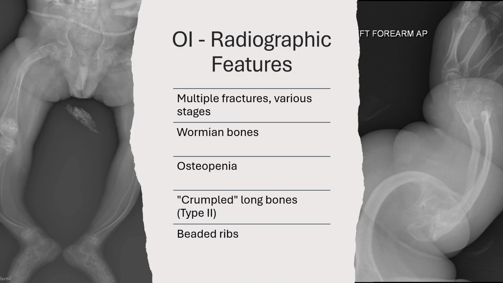The crumpled long bones seen in type 2 create a distinctive appearance where the bones look like they've been accordion folded or compressed, with irregular contours and abnormal shapes that reflect the severe deformities caused by repeated fractures. Beaded ribs show the characteristic bumpy, irregular appearance along the rib surfaces that results from repeated fractures and healing attempts, creating the distinctive pattern that helps distinguish OI from other conditions.